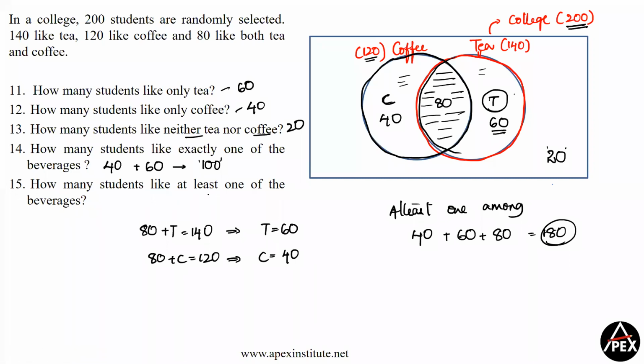Now, how many students like at least one of the beverages? Okay, at least one, and they should be inside this region, isn't it? So it will be 40 plus 80 plus 60, 180. Or we have a total of 200 students, out of which 20 do not like either of them. These 20 do not like tea and they do not like coffee also. So this can be done in two ways, 200 minus 20 or 40 plus 80 plus 60. So the answer for this question should be 180.